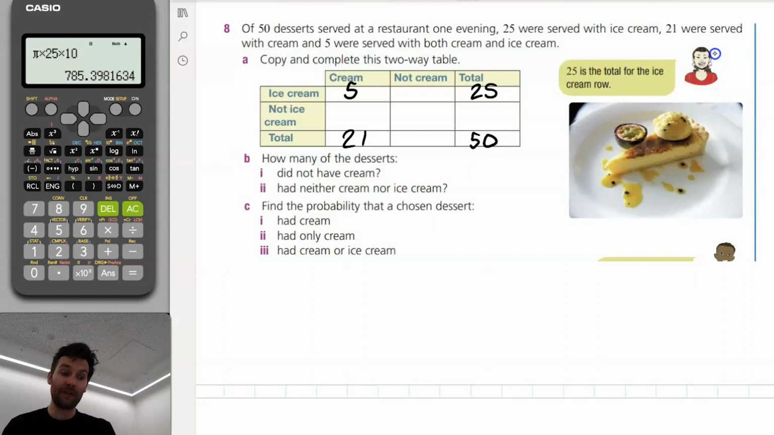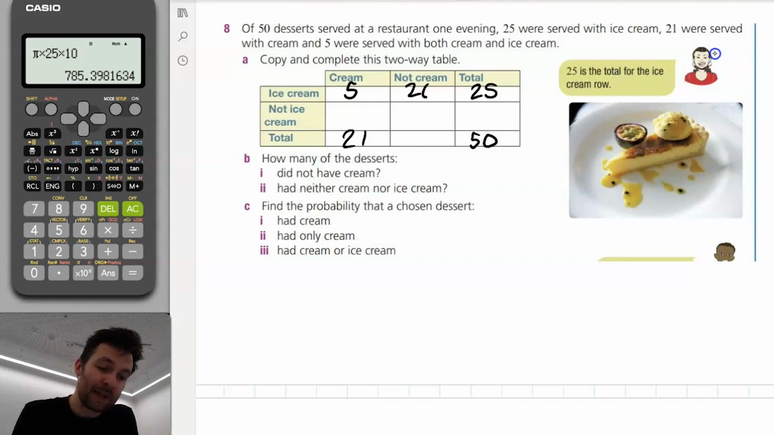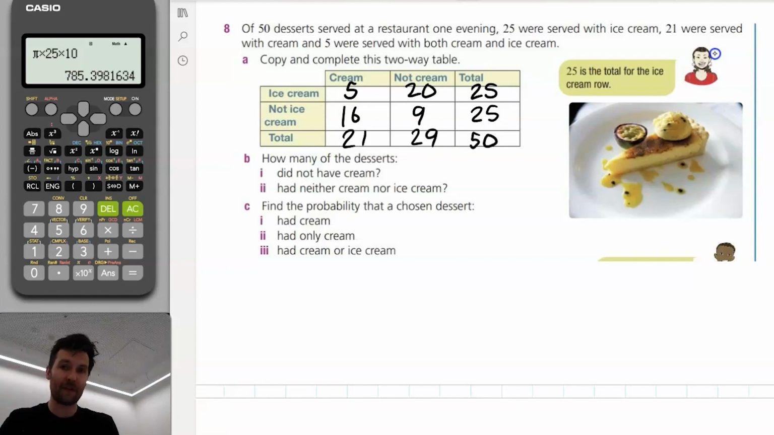Okay, so that's all the information that's given in the question, but that's actually enough for us to fill out the table completely. So 5 plus something is going to give us 25, so that's got to be 20. 5 plus something gives us 21, so 16. 25 plus something is 50, so 25. 16 plus something is 25, so 9. 20 add 9 is 29, and then we'll just check 21 add 29 equals 50. So that works in every direction.